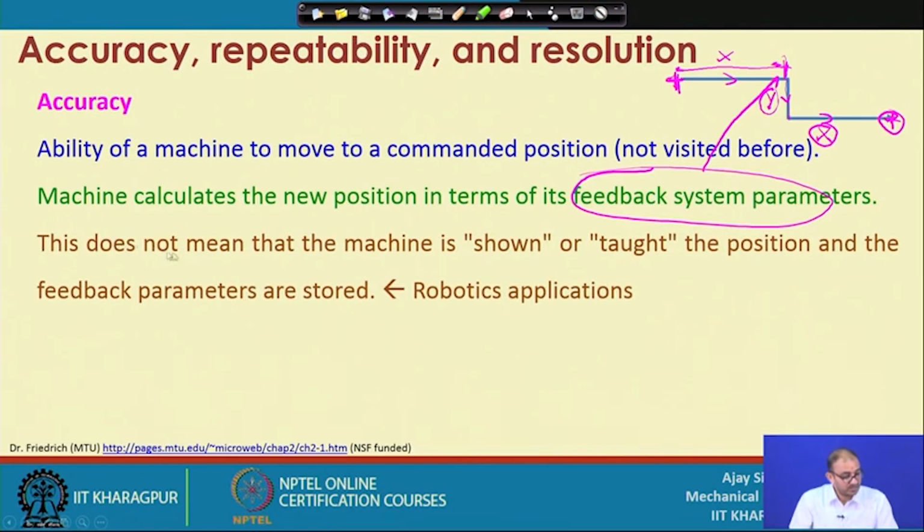But that does not mean that the machine is shown or taught the position and the feedback parameters are stored. Now, in robotics applications, many times there are ways of doing these things. Suppose you have one workpiece and your robotic arm wants to pick it up. This is the workpiece and this is the robotic arm location, and you are instructing the robot to pick up this workpiece from here. Many times this location is already known to the robotics application. Then what will it do? It will do a back calculation to find the easiest way to get this done.